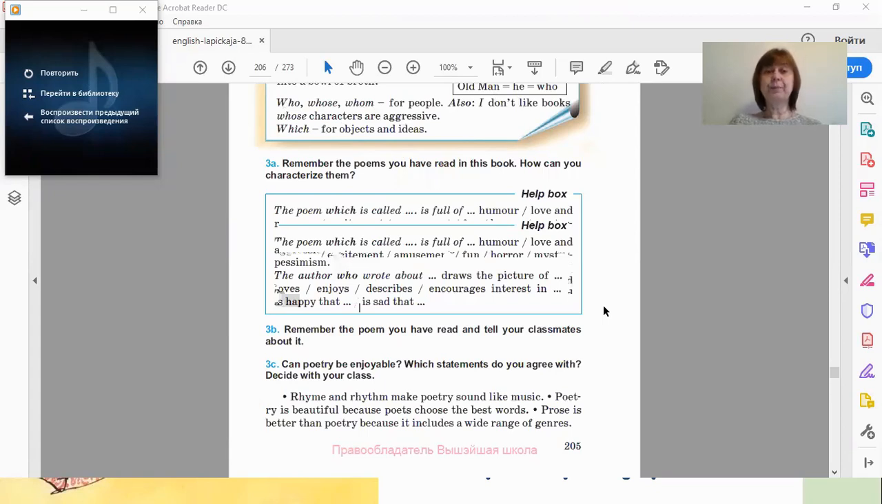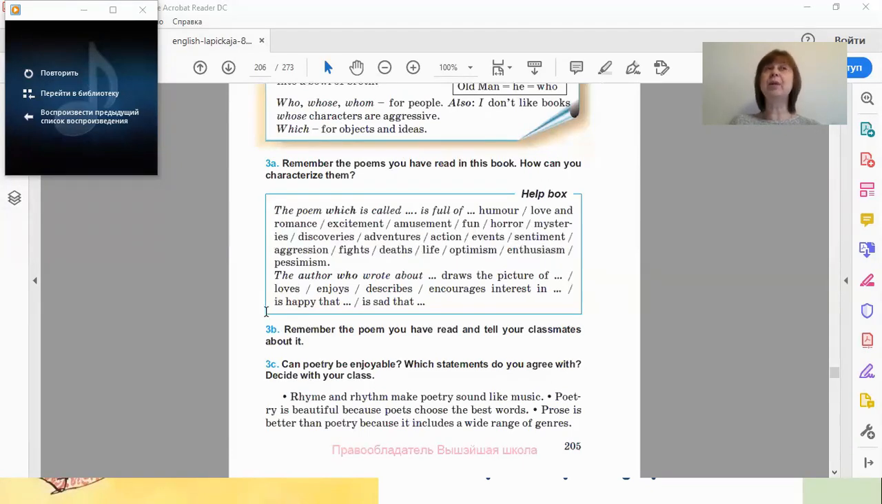For example, the poem which is called My Native Land by Jakub Kolas is full of love and sentiment. The author, who draws the picture of Belarusian nature, describes his dear motherland and his love for his country. He's very proud to be born in Belarus.